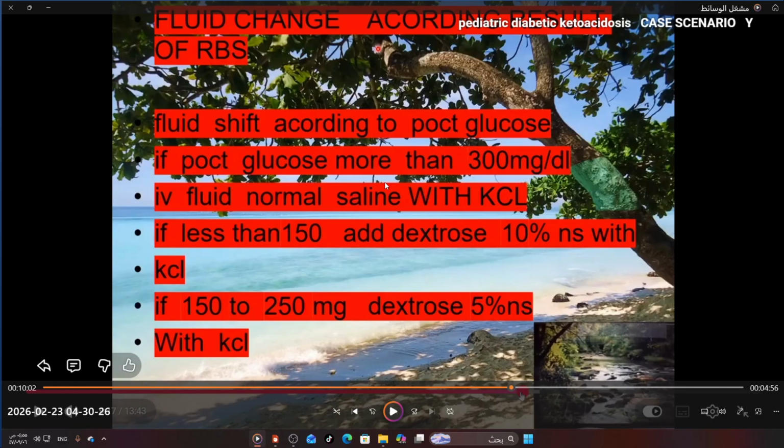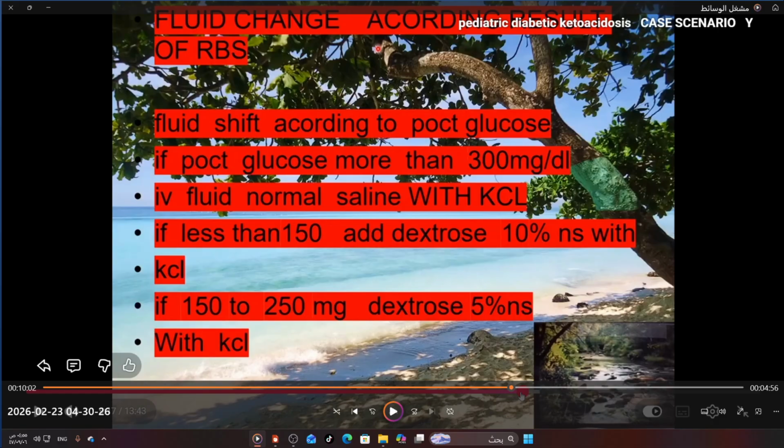Then, according to the reading of blood glucose, if random glucose is between 250 to 300, we can shift to 5% dextrose, normal saline. Yes? Exactly. Once the glucose drops to that range, you shift to 5% dextrose in normal saline to keep them from dropping too quickly.